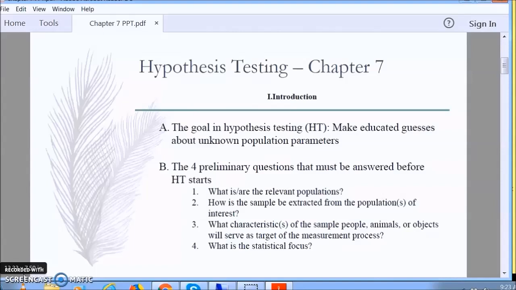What characteristics of the sample, people, animals or objects will serve as the target of the measurement, as to what you are measuring, what your variables are? And what is the statistical focus? What are you doing? Are you doing correlation? All that is included in these 4 questions. Before you start hypothesis testing, you should have answers for all these 4 questions.